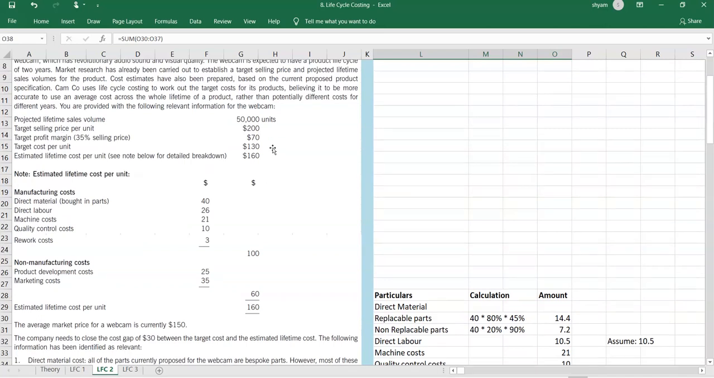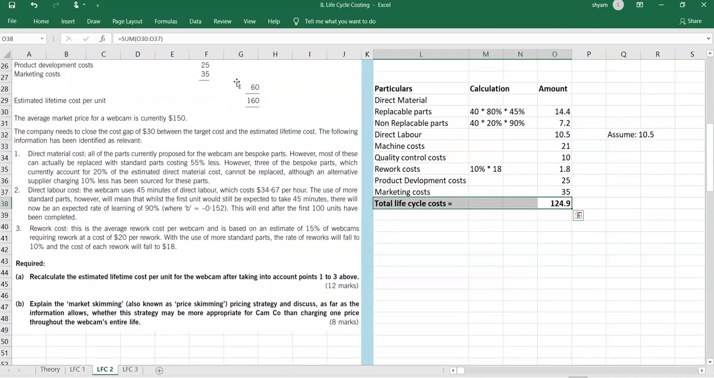They wanted to produce the product at the target cost of 120, so they have come up to 130. They can even reduce it to 125. So this alone is an assumption that we made. Except for that, this part of the answer is correct. So that's about the life cycle costing here.